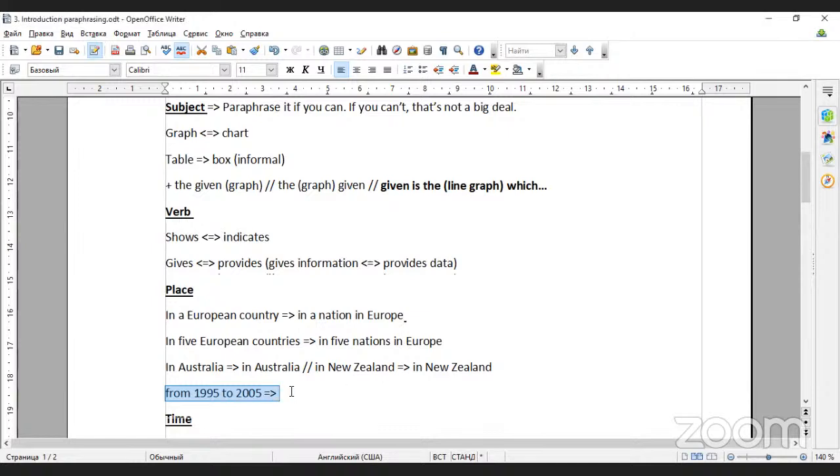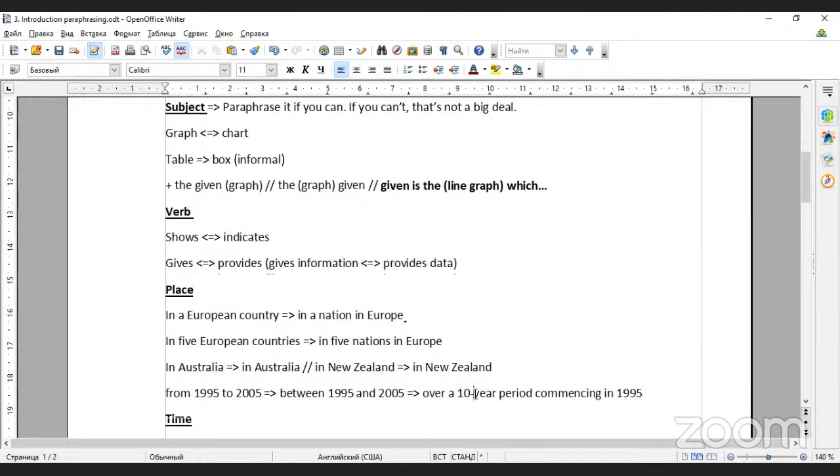Yes, the easiest way here would probably be to say between 1995 and 2005. But my recommendation would be to do it in a different way. Let's look here: over a 10-year period, or it could be a decade, over a decade, commencing or beginning or starting in 1995. Please pay attention that it's over a period, don't forget the article.